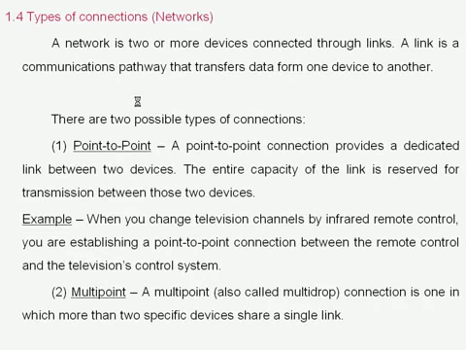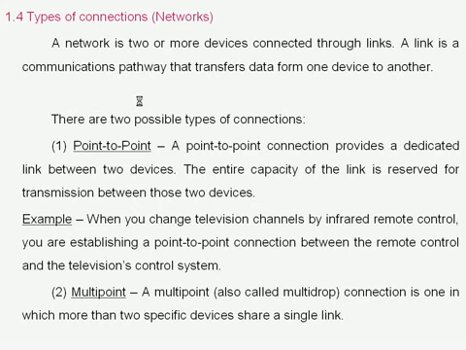Next topic: what are the different types of connections available in networks? A network is two or more devices connected through links. A link is a communications pathway that transfers data from one device to another. There are two possible types of connection. One is point to point, another one is multi-point.